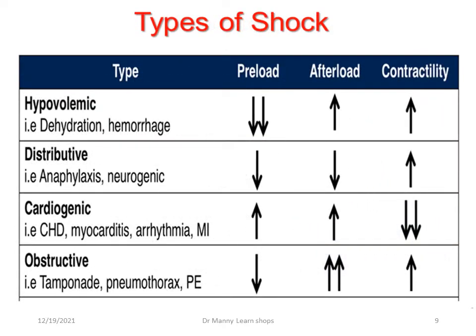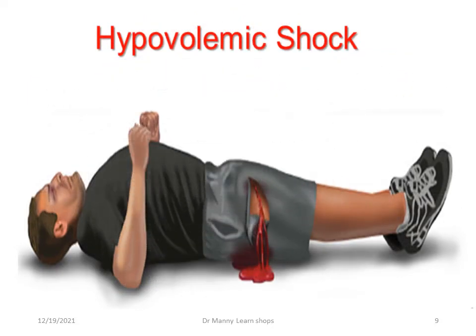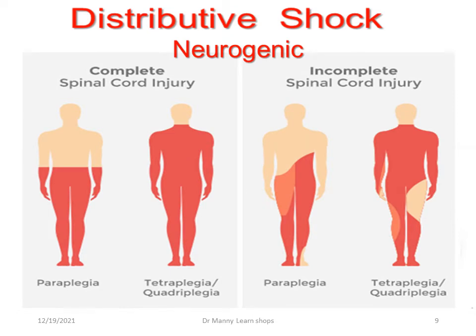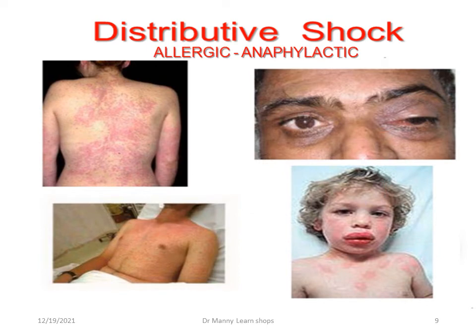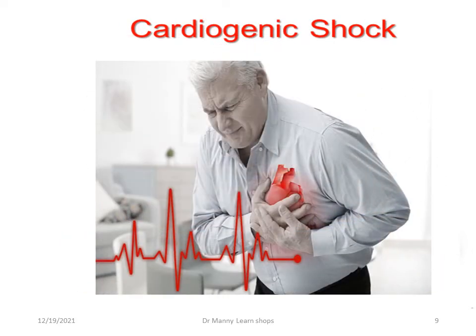Types of shock we said were hypovolemic, distributive, cardiogenic, and obstructive. Hypovolemic, loss of volume. Distributive can be neurogenic, which means head or spinal injury. Can also be allergic or anaphylactic. Can also be septic. Cardiogenic shock, essentially the heart's not working effectively. This can be related to myocardial ischemia, infarction, cardiac dysrhythmias such as premature ventricular complexes or ventricular tachycardia, with or without a pulse.